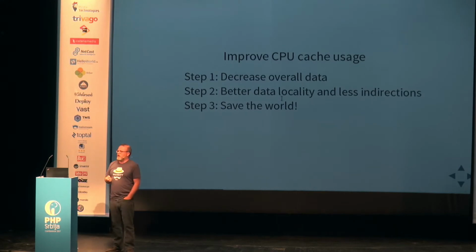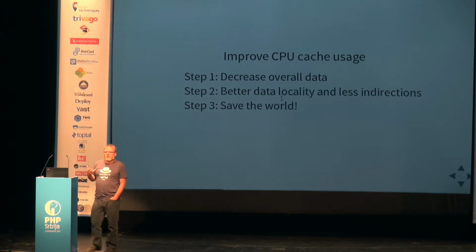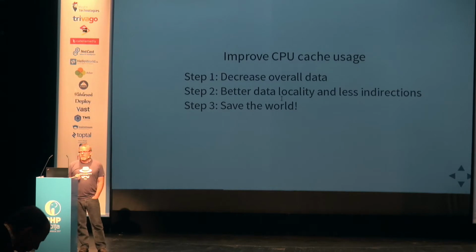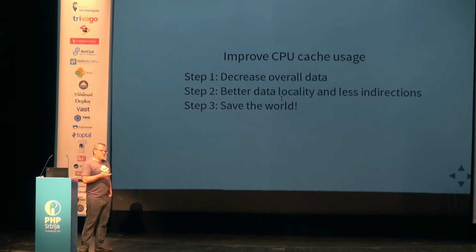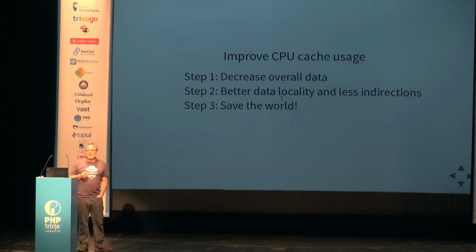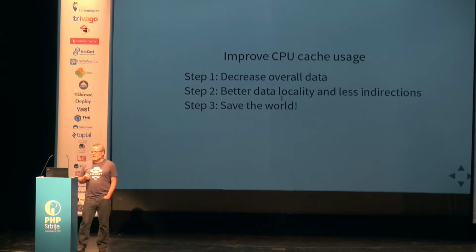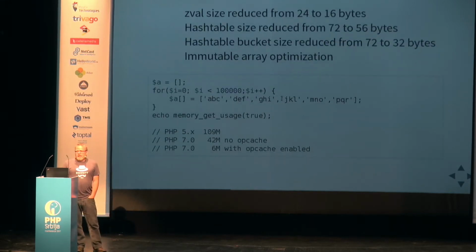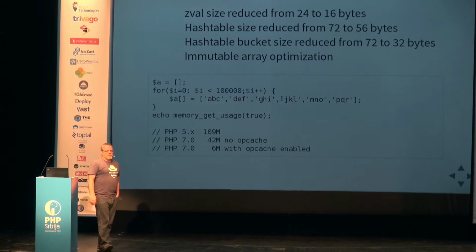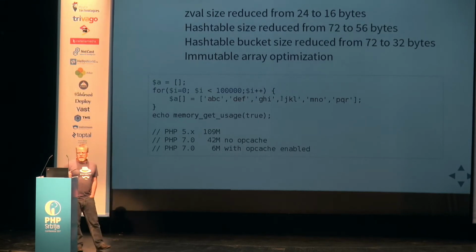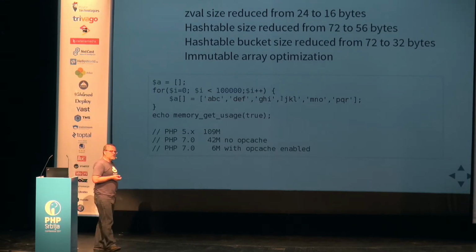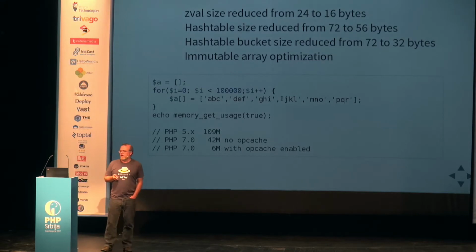Instead, it focused on decreasing the overall amount of data that we needed to run scripts, making sure that the data was in the right place, on the right cache lines, so we were not busting CPU caches, and lots of optimizations. My favorite one is being able to cache immutable arrays in opcache.